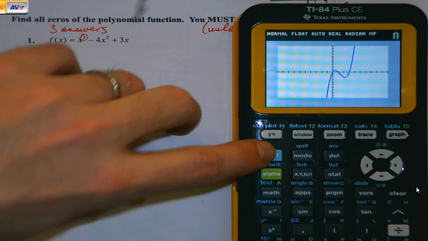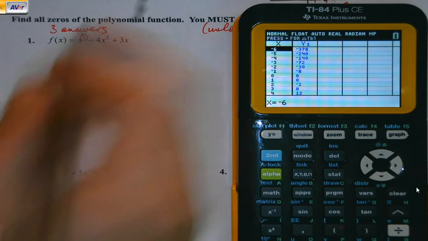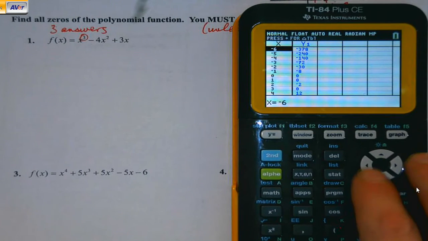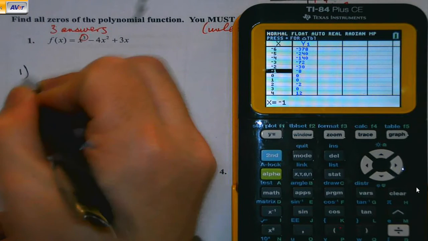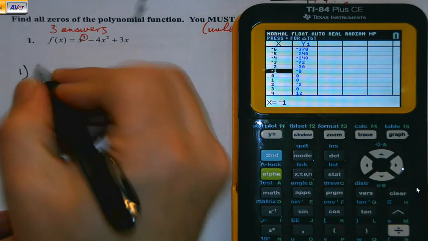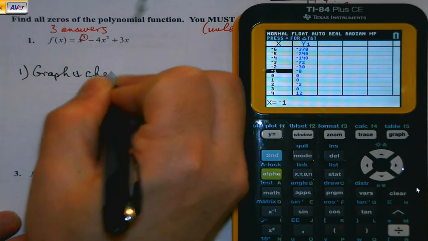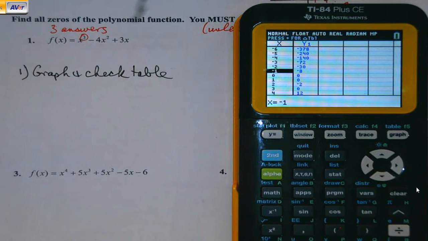I hit second graph and I look at the table. Okay? What we're doing here is we're looking for where y equals 0, because that's what an x-intercept is. So, here's kind of our to-do list that we're going to be doing with these to make your life simple. I always would graph first and check the table, which is what we're doing right now.